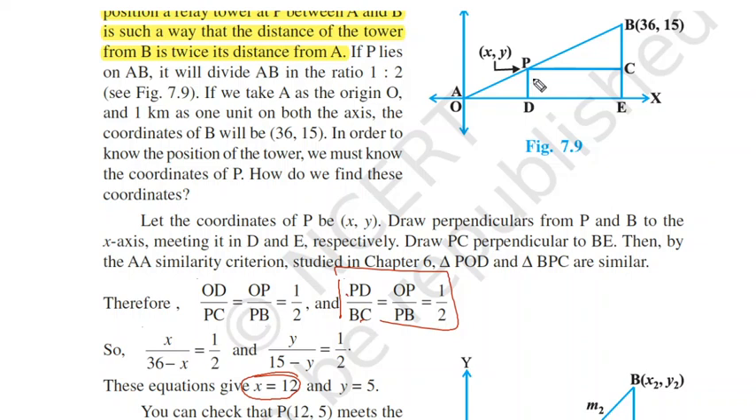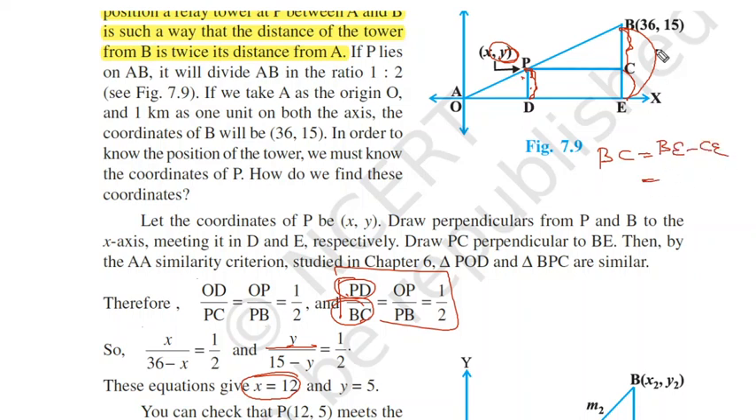Look at PD. Where is PD? This is PD. What is the length of PD? It is y, because here y is there. So now we can write y in place of PD divided by BC. Now you look at BC. Where is BC? BC is here. What is the length of BC? BC will be equal to BE minus CE.